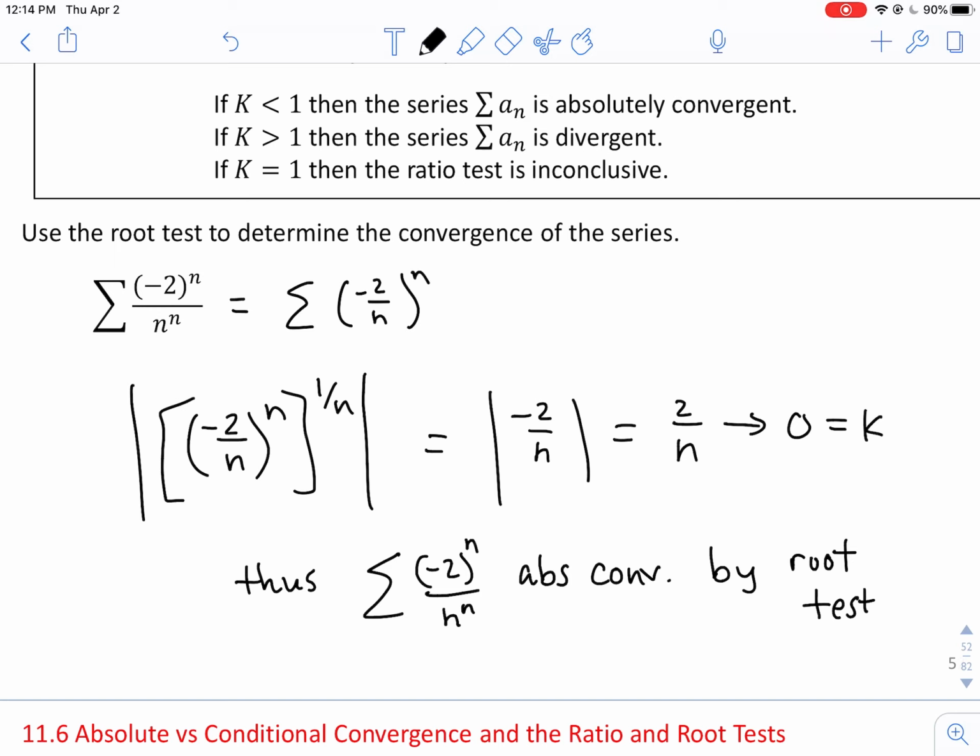This series also has negative terms involved because we have an alternating sign effect here. So if this had been a plus, it would still be convergent. That's what the definition of absolute convergence is.